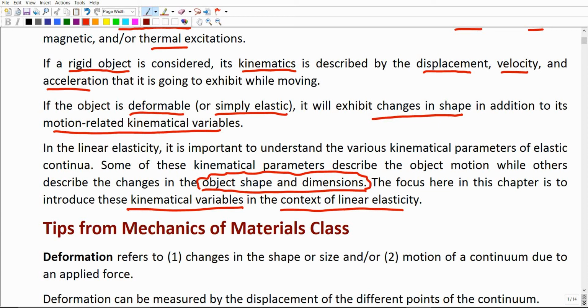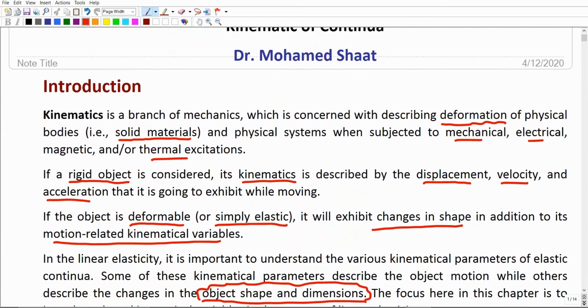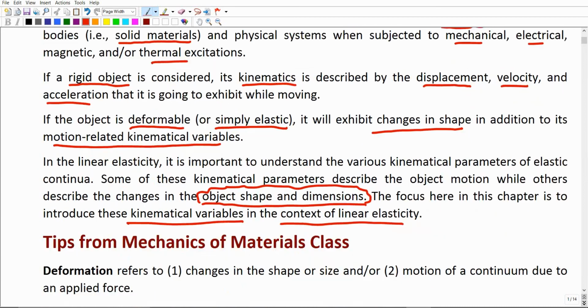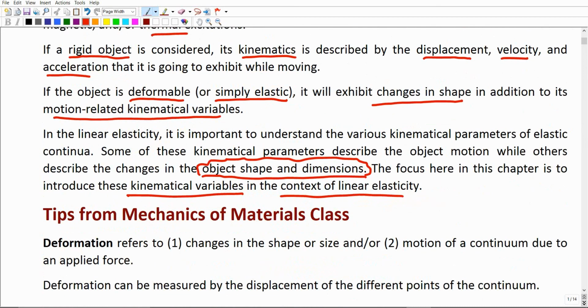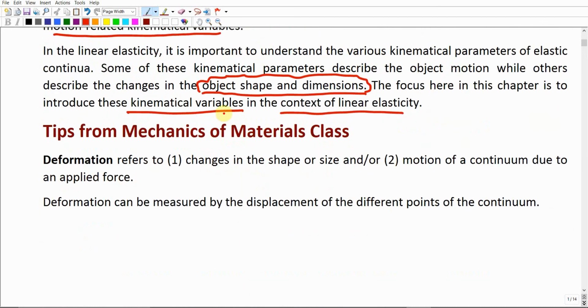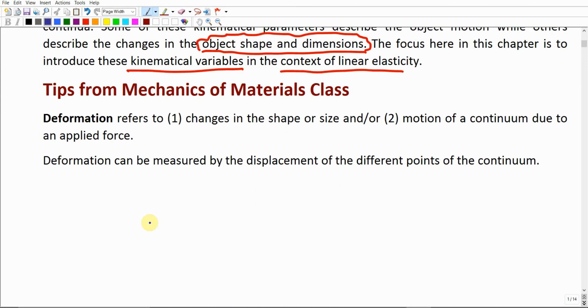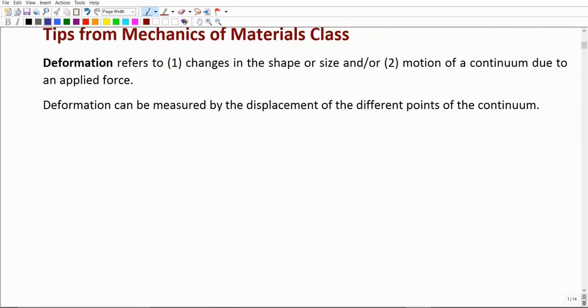This is one branch of the mechanics. The other branch is the kinetic. The kinetic is just relating the kinematical parameter to the forces acting on the object, and this is what we're going to cover, especially when we discuss these stresses. So here I'm going to bring you some tips, some things to remind you what deformation means, what strain and stresses mean, these things that you had experience with before in the mechanics of material class. But to describe this, let me give you a very simple example here.